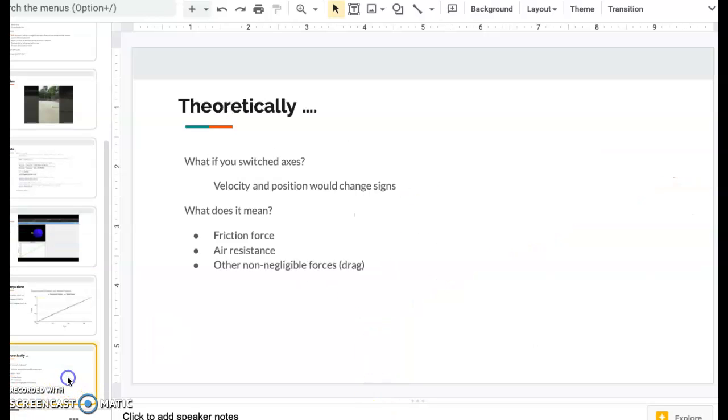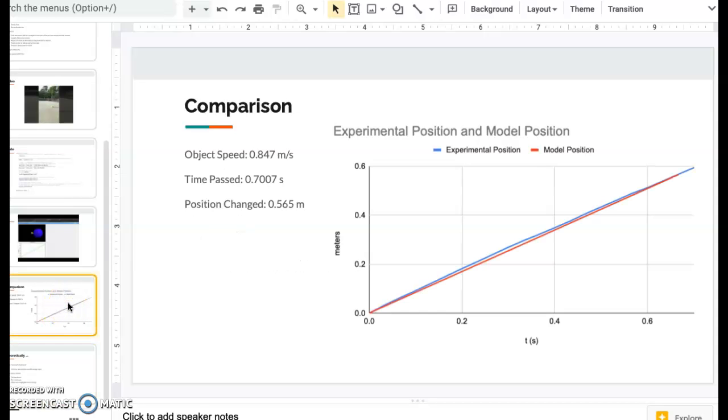Now, theoretically speaking, here are two questions. What if you were to switch axes? Well, what would happen is the velocity and position would just change signs. Since the ball is moving towards the left, if we go back to our comparison slide, the ball would actually be moving at a negative 0.847 meters per second speed, and the position would actually be negative 0.565 meters because the ball is moving leftwards.